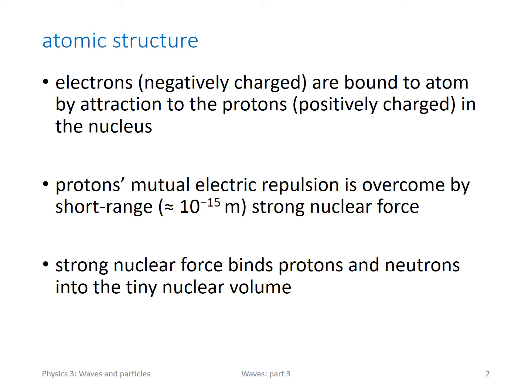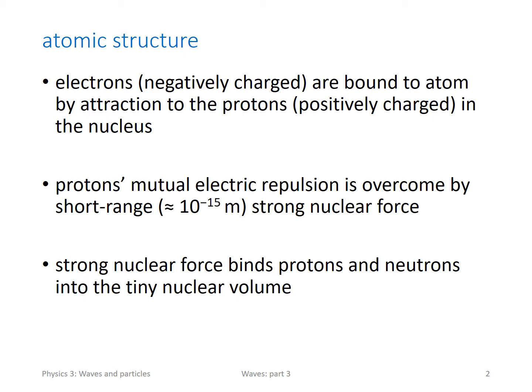In the next most simple atom, the helium atom, we have two electrons electrostatically bound to the nucleus, which consists of two protons. So in this case we have to ask the question: if we've got two positively charged protons in the very small space of the nucleus, what is it that stops them flying apart due to electrostatic repulsion? And the answer is that the electrostatic repulsion is overcome by a stronger force known as the strong nuclear force.